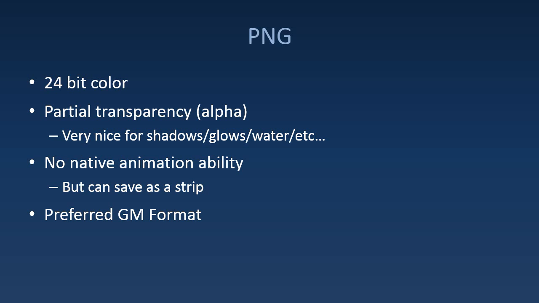PNG files do not have any native animation ability. So GameMaker, this is the format GameMaker likes to deal with, and if you try to save an animated sprite from GameMaker, it just saves it as a strip, as a series of images placed next to each other.